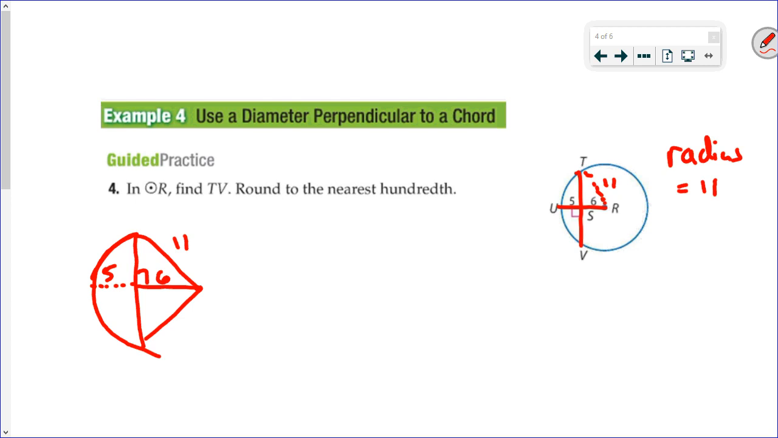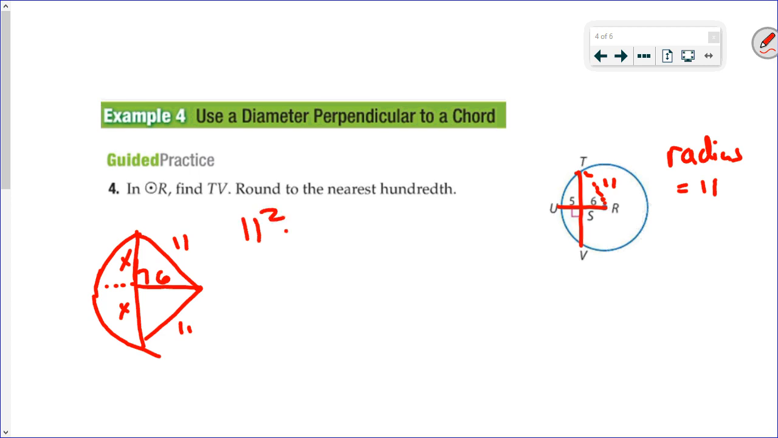So we should be able to find, let's just label it X for now. Let's call that X. And if we can find X, then the chord we're looking for is just 2 times X. So TV would be 2 times X here because they're both the same. And to find X, you use the Pythagorean theorem.